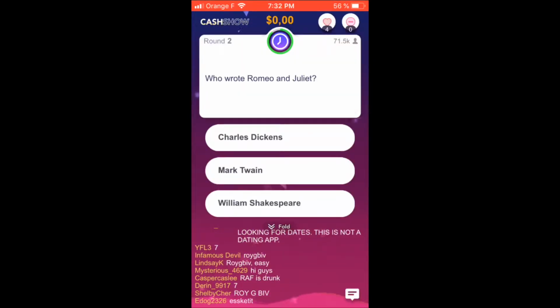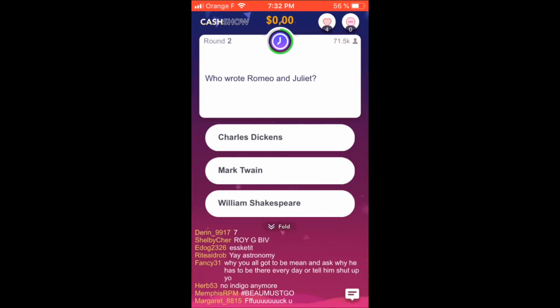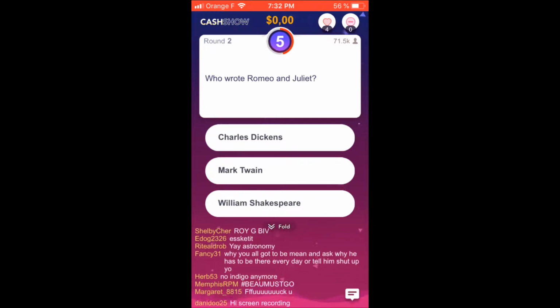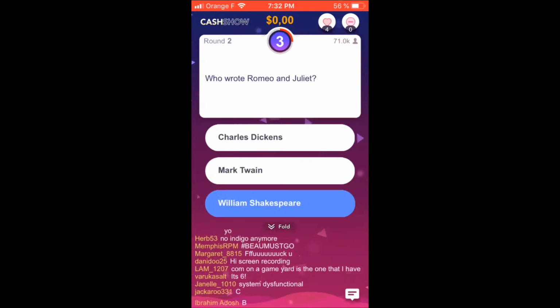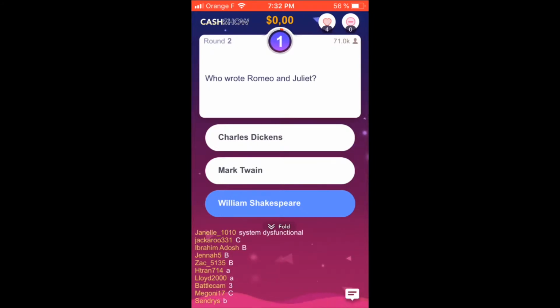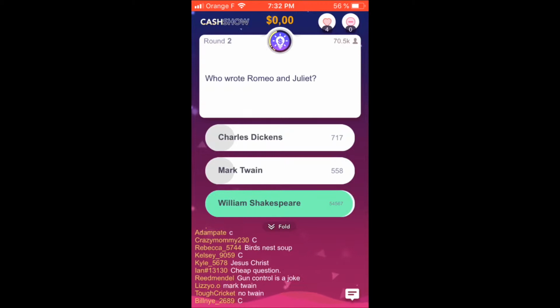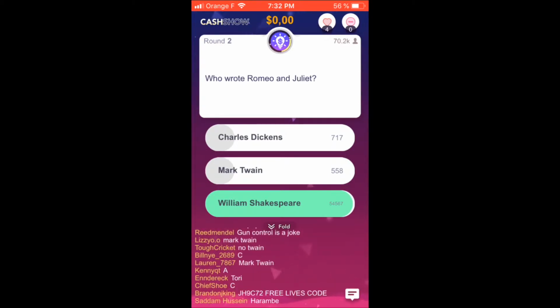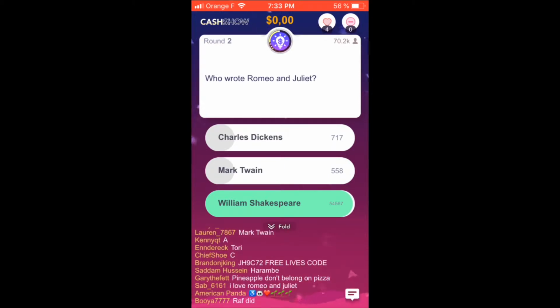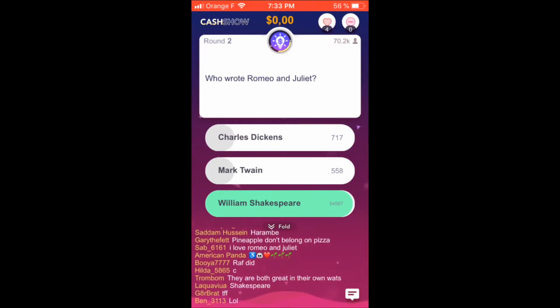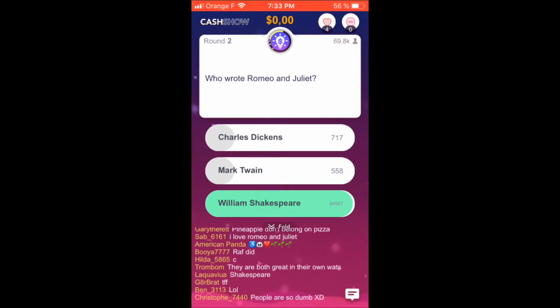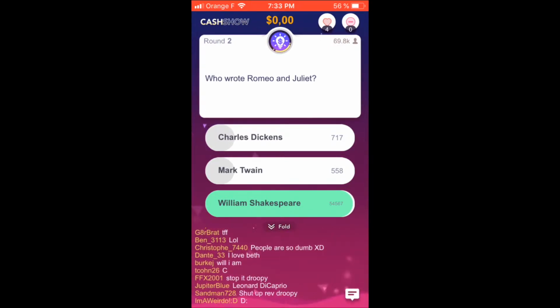Who wrote Romeo and Juliet? Charles Dickens, Mark Twain, William Shakespeare. Between 1591 and 1595, English writer and poet William Shakespeare created the tragic romance of Romeo and Juliet, the lovers who were willing to die in order to prove their love to their feuding families.